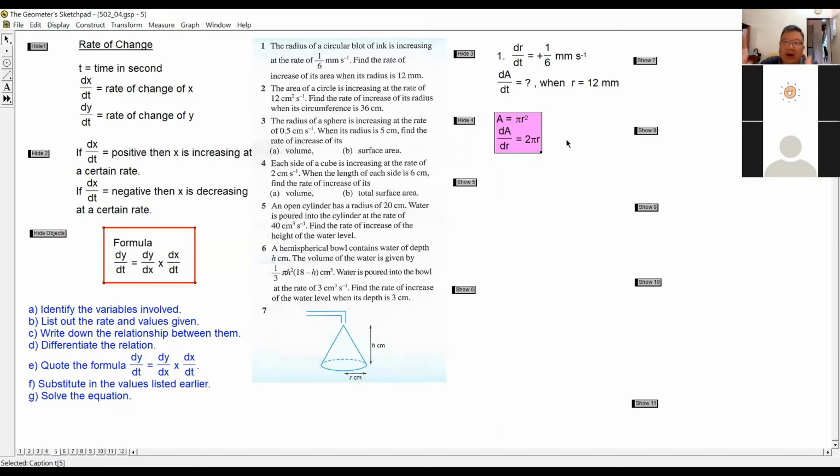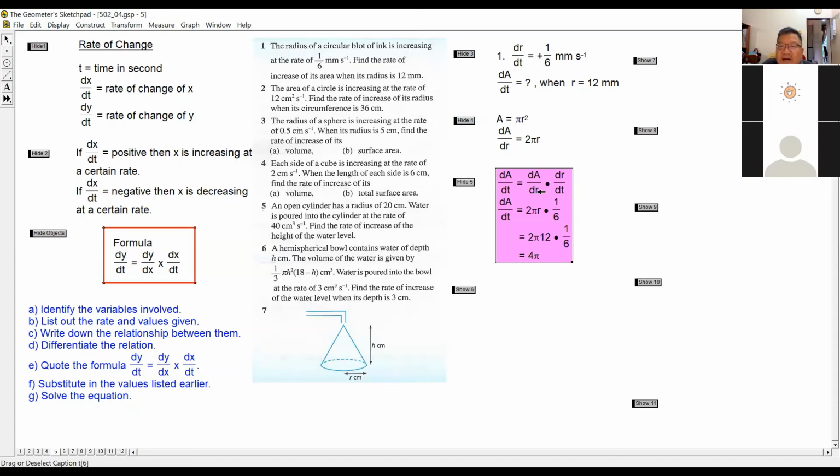Can you see what I'm doing here from these steps? So what is the next step? After writing the formula and differentiating, dA over dr is 2 pi r. After differentiating, what must you do? The next step here: you quote the formula. So what is the formula? dA over dt equals dA over dr times dr over dt.